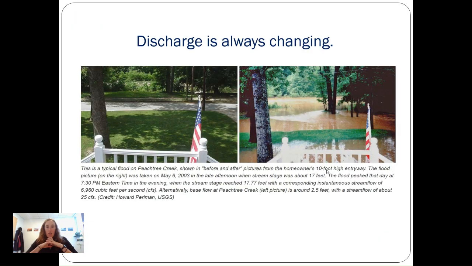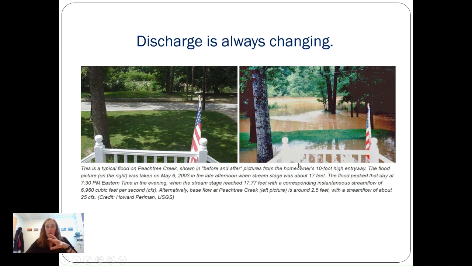So what we'll talk about in the next lecture is looking at mechanisms of flooding and then what we can do about flooding over the next couple of lectures. So I want to point out that discharge is always changing. Discharge every minute to every 30 minutes is going to be a different value because there's always different amounts of water flowing past a location.